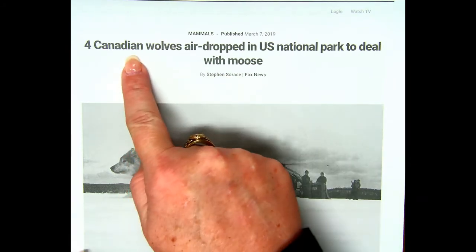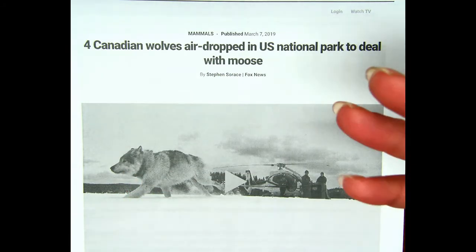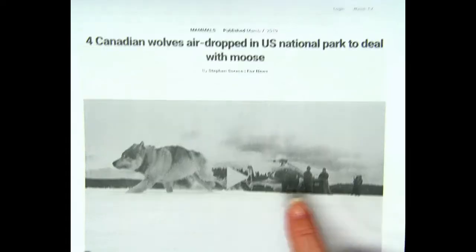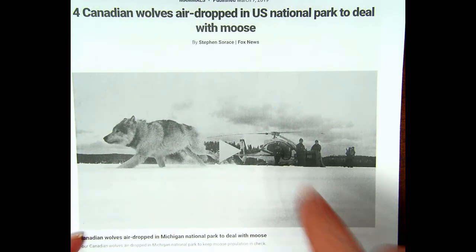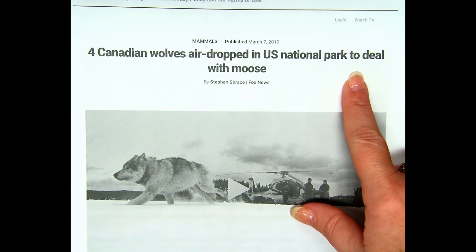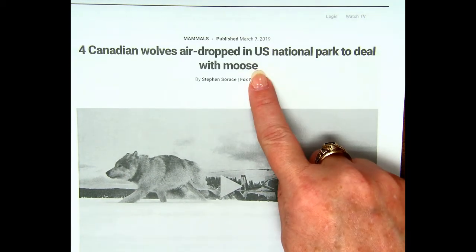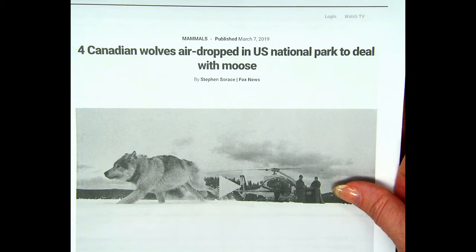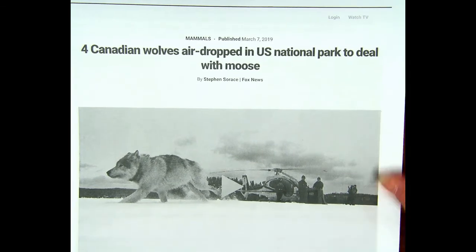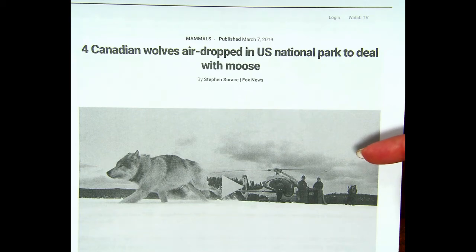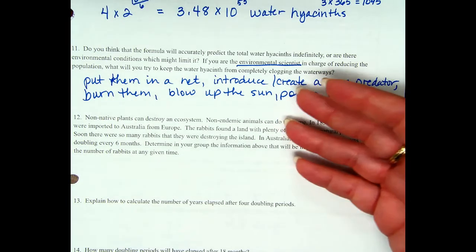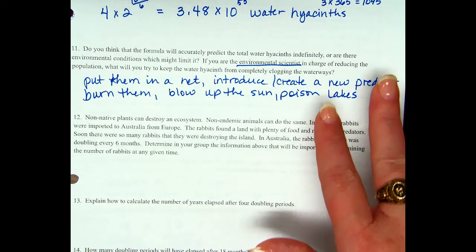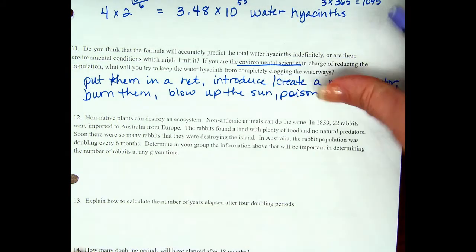So in Canada, they caught some wolves. I think they shot darts at them, put them asleep, scooped them up with a helicopter, and lowered the wolves into the park with the moose. And then when the wolves woke up, they ran around and started killing moose. Guys, do you see how this is directly related to what we're talking about? Isn't that cool? This isn't just a made-up problem. This is real. Okay? Any questions so far? We're scooting along pretty nicely. We're doing all right? Okay.